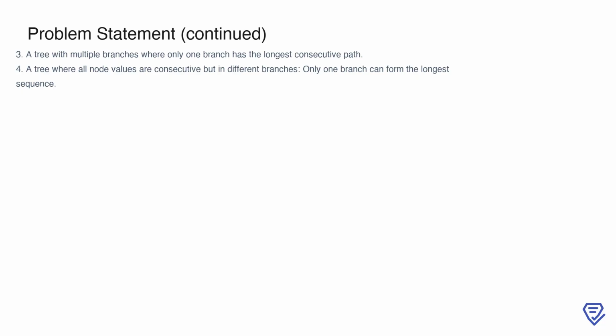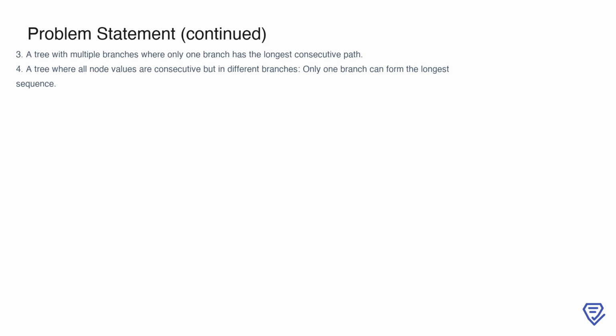Finally, let's discuss some important constraints and edge cases for this problem. The number of nodes in the tree can range from 1 to 10,000, and the value of each node can range from -1 billion to +1 billion. For edge cases, consider a single node tree. The output will always be 1, as there are no consecutive paths possible.